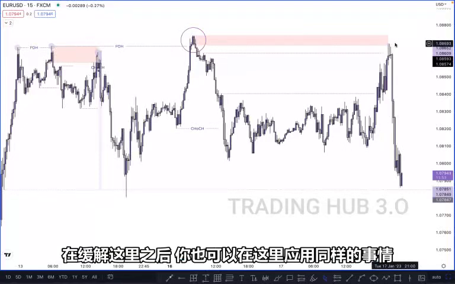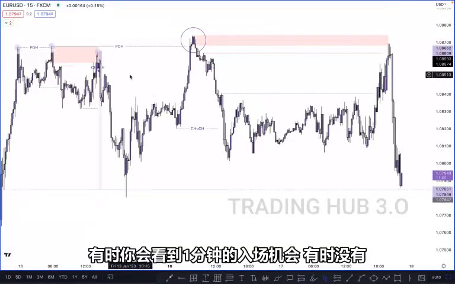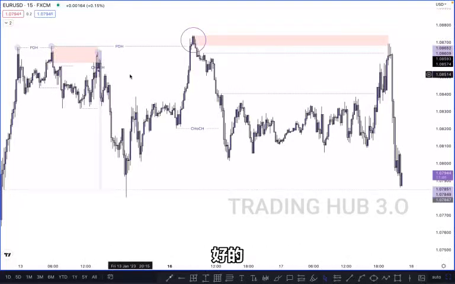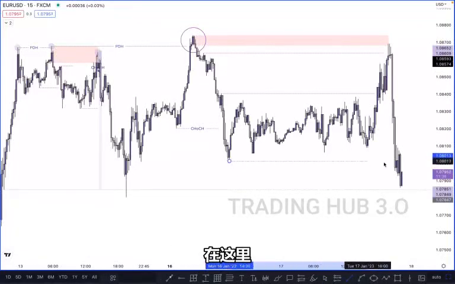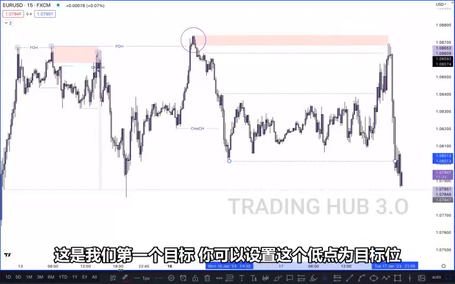After mitigating this one, you can also apply the same thing here as per the 1 minute. Sometimes you will see a 1 minute entry, sometimes you will not see an entry, so it doesn't matter, right? The main thing is to mitigate your POI, and you can play in a lower time frame. And the first target is here, which is our first pullback. So this one is our first target at this point, and you can set your target at this low.